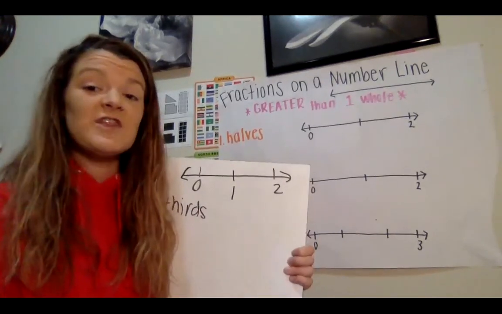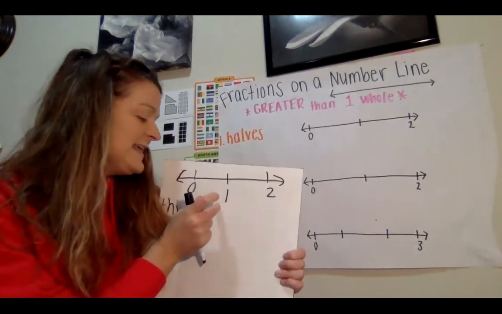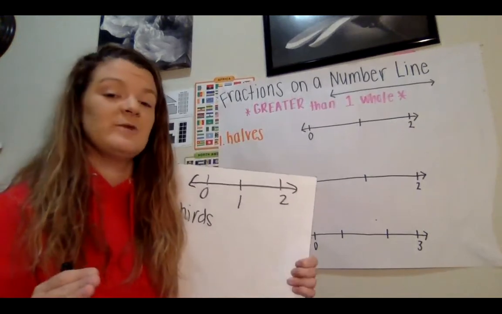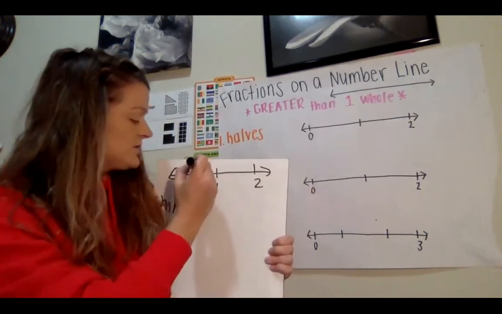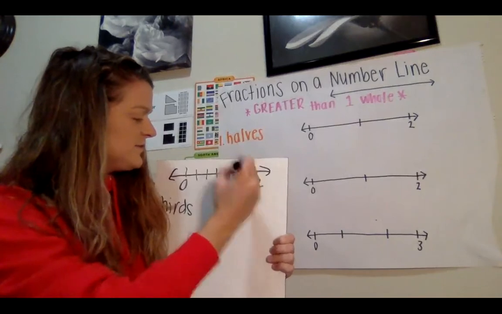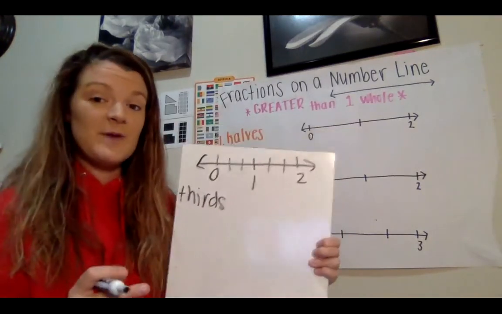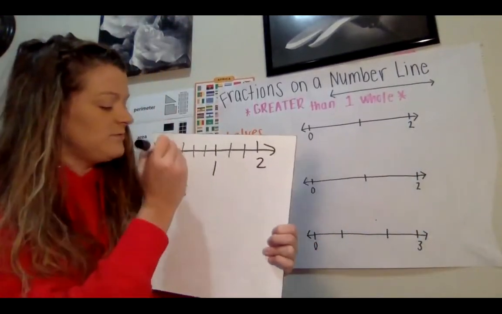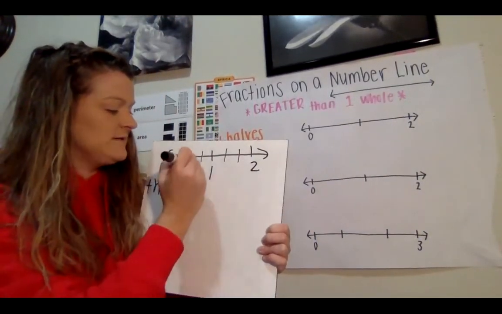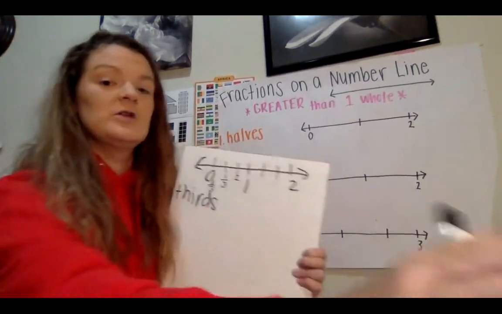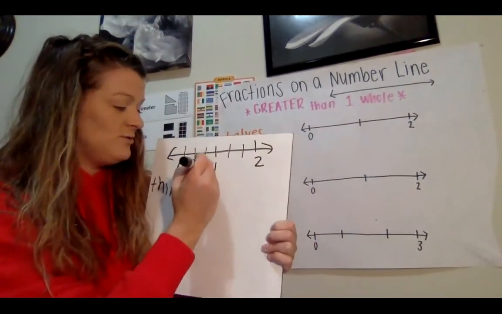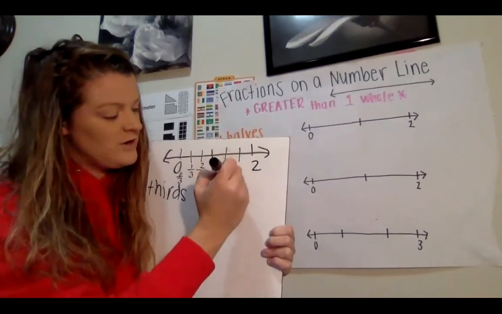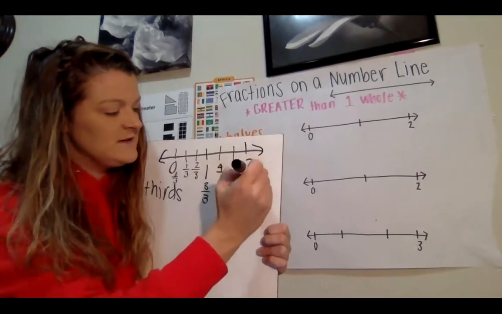If I'm partitioning into thirds, that means I need to partition each whole into thirds. If I need thirds, that means how many lines do I draw? 1 less, 2. So 1, 2, 1, 2. Then I can go ahead and label my fractions. This one's easy because I can just start at 0. So 0 thirds, 1 third. My cat may jump into the camera. 2 thirds, 3 thirds, 4 thirds, 5 thirds, 6 thirds.